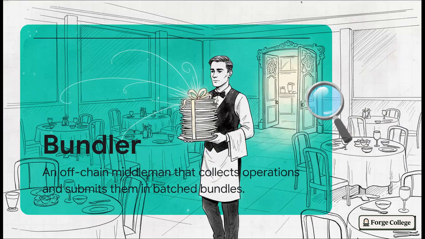Next up, we have the bundler. So if the user operation is your food order, the bundler is your diligent waiter. As an off-chain middleman, the bundler basically walks around the dining room, collects multiple user operations from a bunch of different tables, bundles them all together, and carries them into the kitchen in one single trip. This massively optimizes gas efficiency and just clears up so much network traffic.